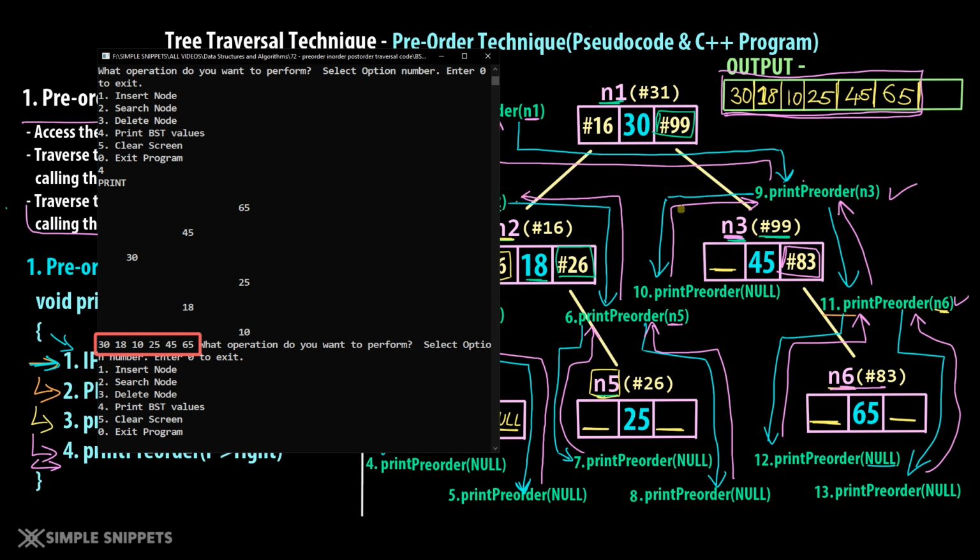Okay, so this was the entire pre-order tree traversal with the pseudocode, with the C++ program, with the full implementation, as well as the working diagram and visual representation. Okay, so I hope you've got a good idea of this tree traversal technique.